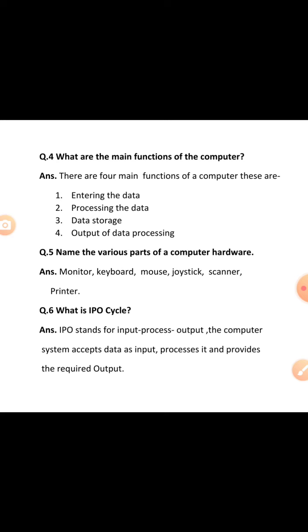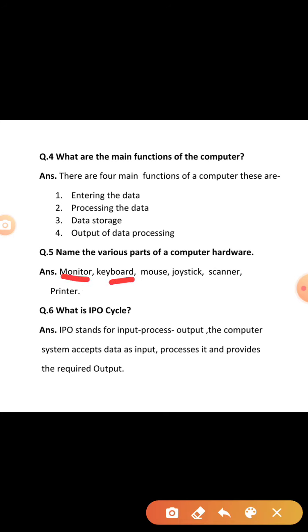Next, fifth, name the various parts of computer hardware. Answer. Monitor, keyboard, mouse, joystick, scanner and printer.